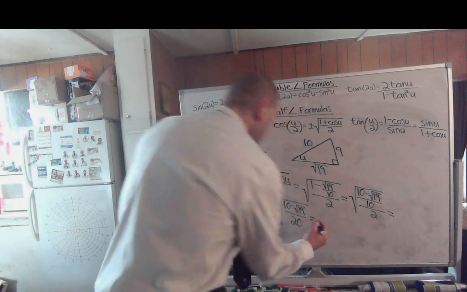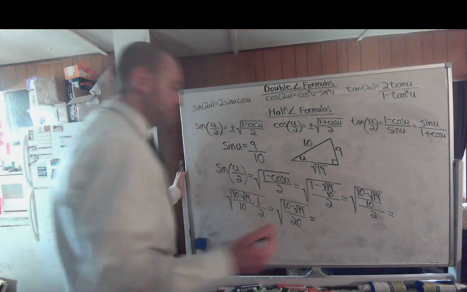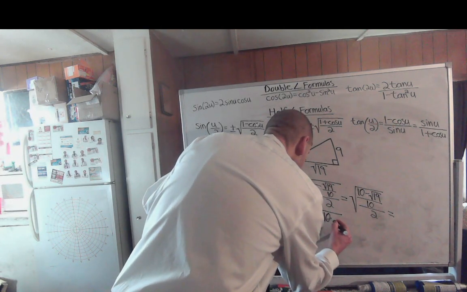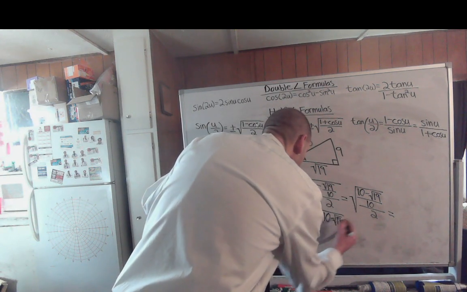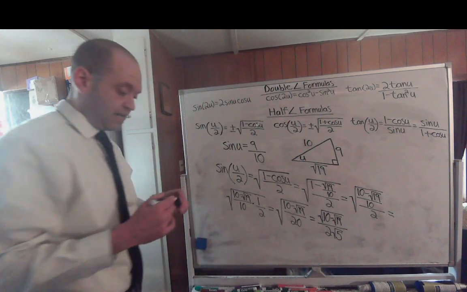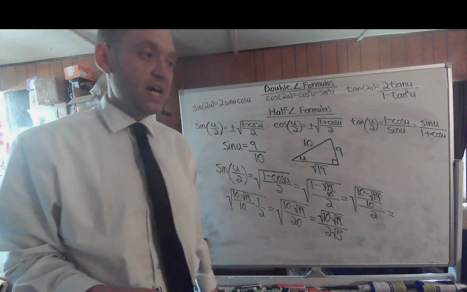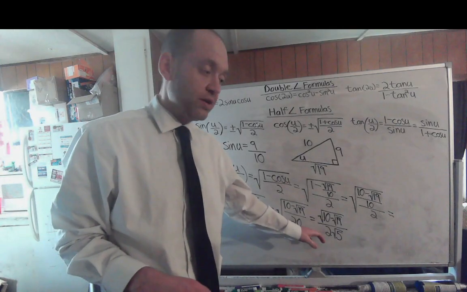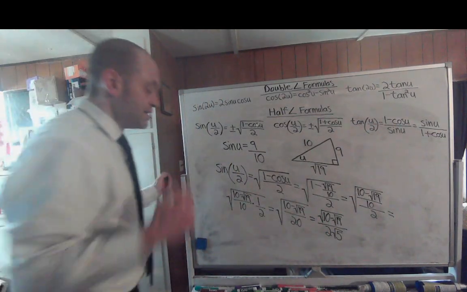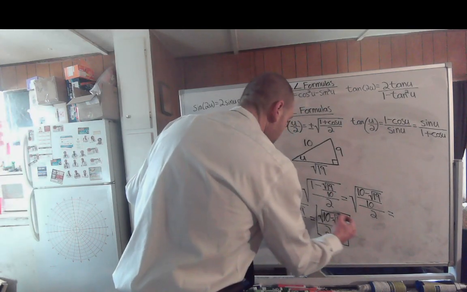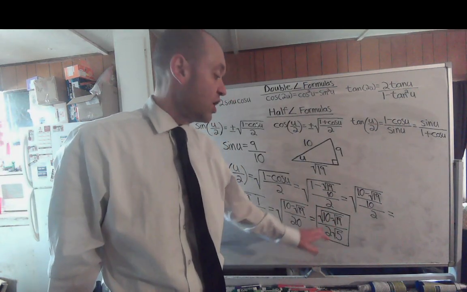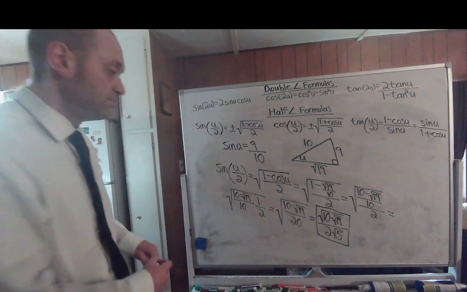So the square root of 20 at least will simplify. That's the square root of 4 times 5. So this would end up being the square root of 10 minus the square root of 19 all over 2 times the square root of 5. And this might be a case where you probably don't want to rationalize the denominator, because it'll be crazy if you try to do that. So your sine of u over 2 is going to equal the square root of the quantity of 10 minus the square root of 19 all over 2 times the square root of 5.